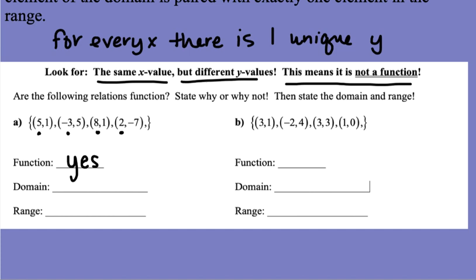Now I'm going to use set notation to list this. So we're going to use a bracket. And all we do is we list our x's in order from least to greatest. So my domain would be -3, 2, 5, and 8. And again, I'm going to use brackets. Not too bad, right? The range would be the y values. So in this case, I'd have -7, 1, and 5. Now I only have to list that one once.